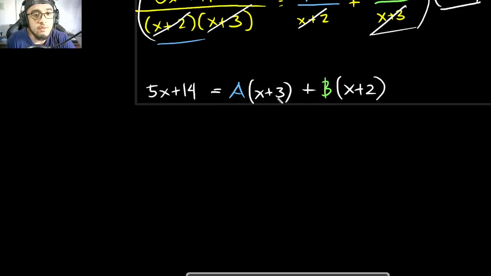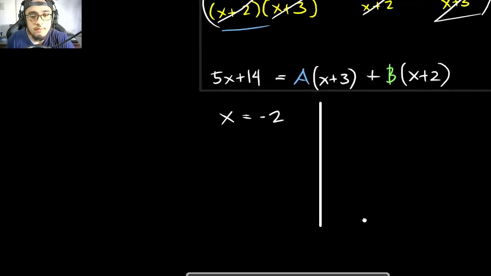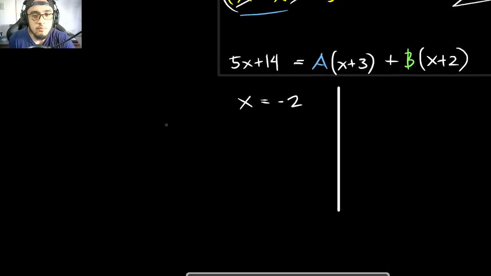And for us to solve for them, what we would be doing is substituting the values of x that would get rid of the other coefficient. So what I mean there is, for example, if I want to solve for the value of a, I would assign a value of x that would get rid of our coefficient b. So our goal here is to make this one right here equal to 0. So from that, I would assign x equal to negative 2.